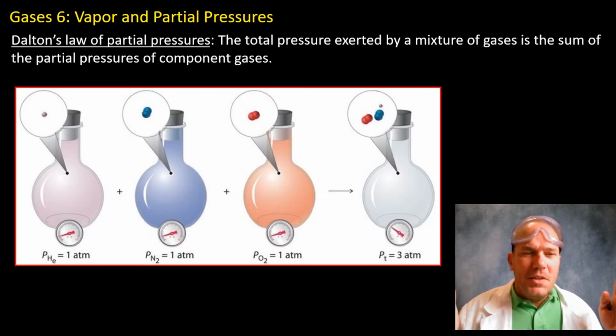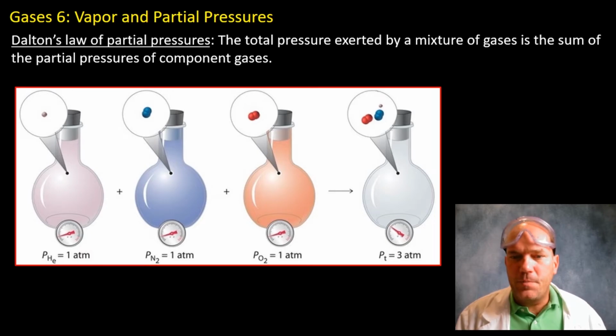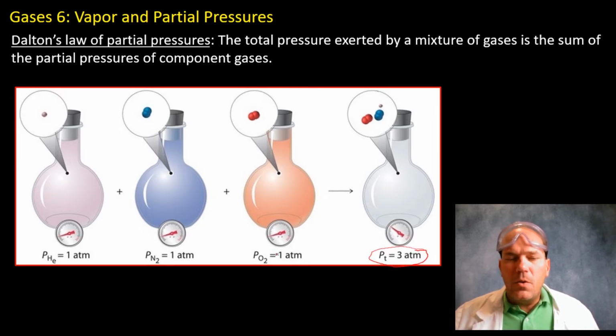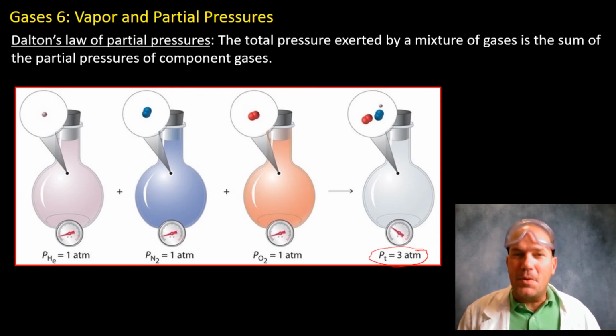Okay, so let's look at this schematic diagram here where we have a pressure of helium, nitrogen gas, and oxygen gas, and all of those are at standard pressure. So if we look at the total pressure of these, we're going to simply add. It's the total pressure of the mixture. 1 plus 1 plus 1 is 3. And I know what you're thinking now. You're thinking, wow, this is incredibly simple.